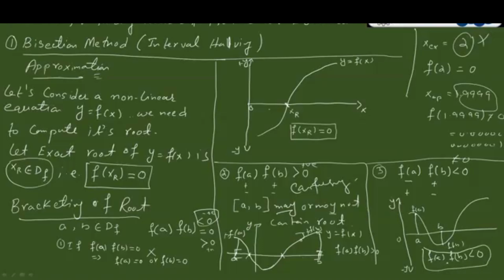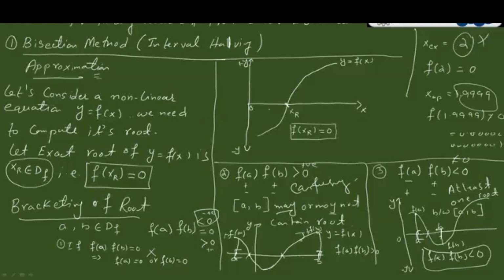We can say that if this has happened, then there exists at least, this important word is at least, there exists at least one root between A and B. So what we have done, we have bracketed the root. We don't know still the location where it exists, but we know that there exists some root between A and B. Maybe it is lying here, here, here, anywhere, but there exists.